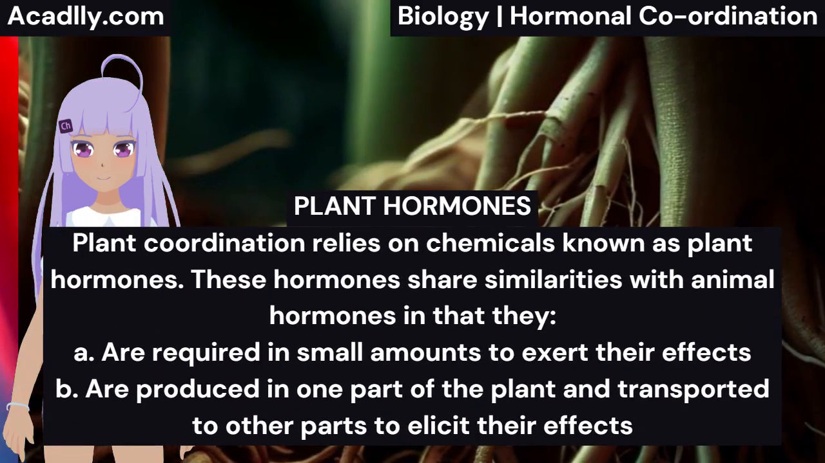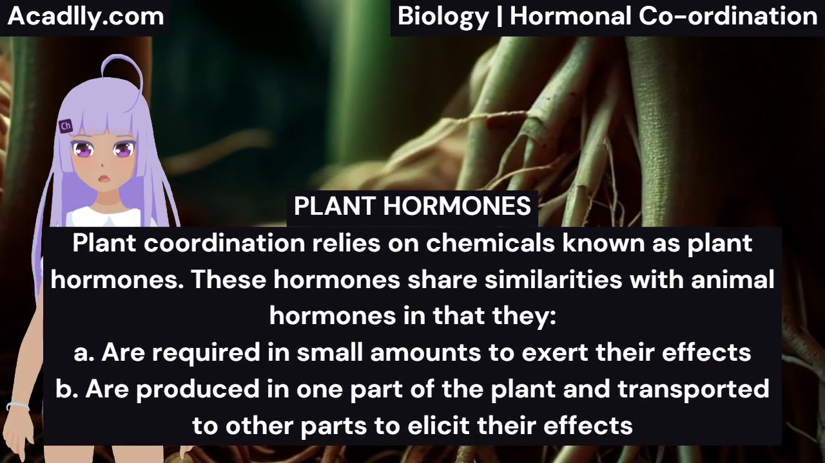Plant hormones. Plant coordination relies on chemicals known as plant hormones. These hormones share similarities with animal hormones in that they A. Are required in small amounts to exert their effects, B. Are produced in one part of the plant and transported to other parts to elicit their effects.